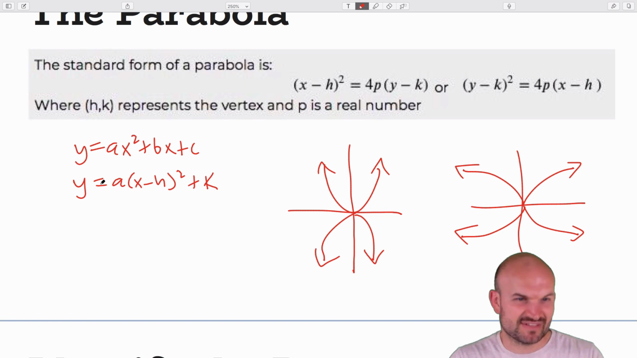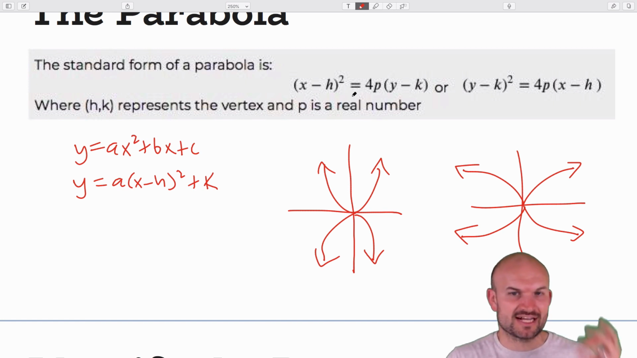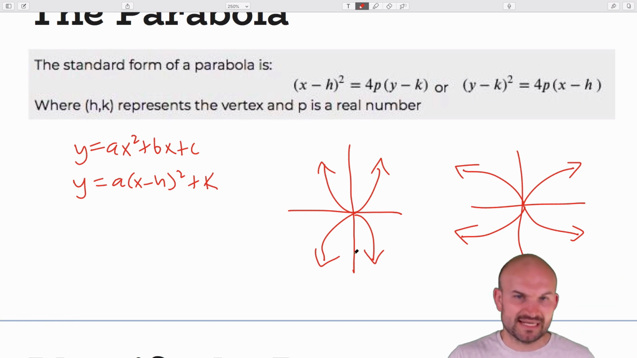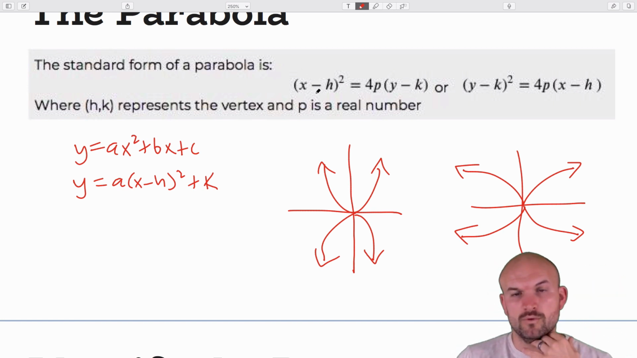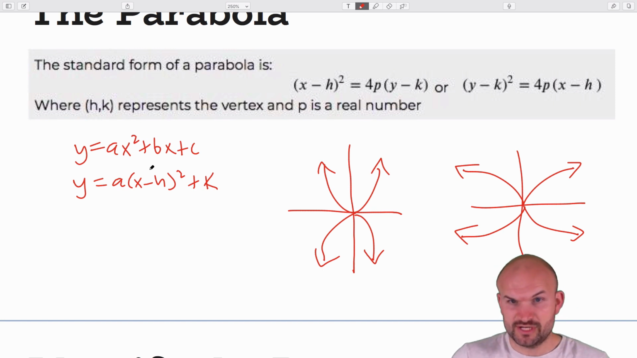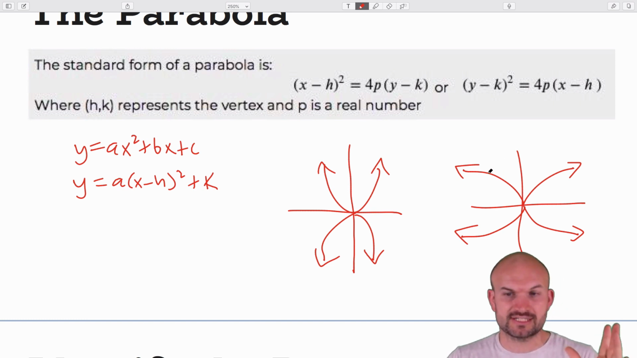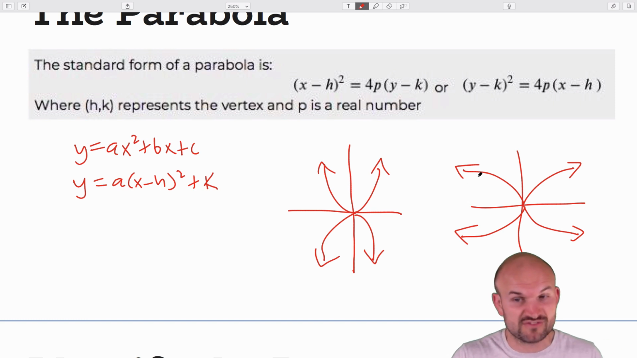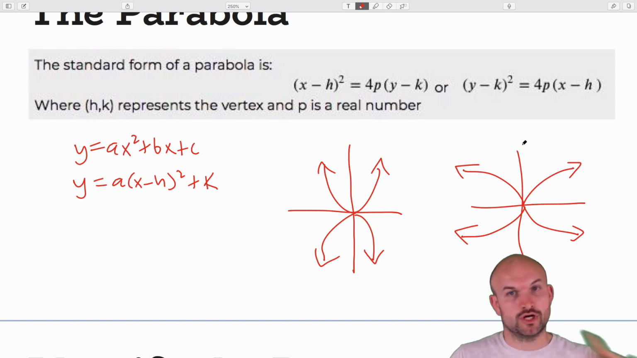If p is positive, it's kind of like our a in this case. That means our x squared is going to be opening up. If p is negative, it's going to be opening down. Now, again, that's when x is squared, which is the quadratic you should be familiar with. For the y squared, notice these are not functions, so they don't pass the vertical line test, which is fine. If p is positive, the parabola opens to the right, and if p is negative, it opens to the left.